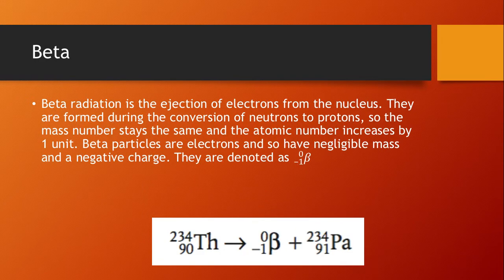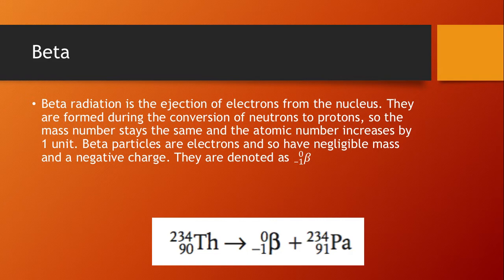The next type of radiation you need to know is beta radiation. Beta radiation is the ejection of electrons from the nucleus. They are formed during the conversion of neutrons to protons, so the mass number stays the same and the atomic number increases by 1. Beta particles are electrons, and so they have negligible mass and a negative charge. So you will see this as 0, -1 beta, or you might see 0, -1 e.